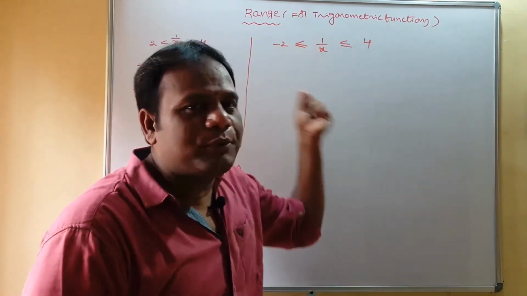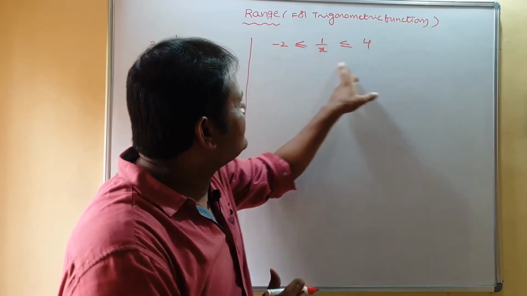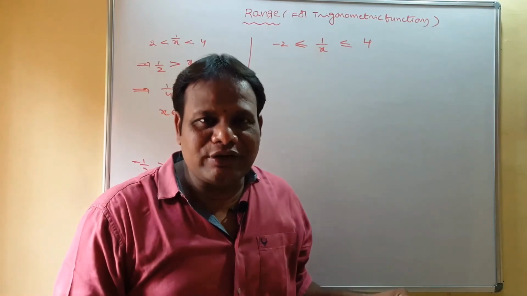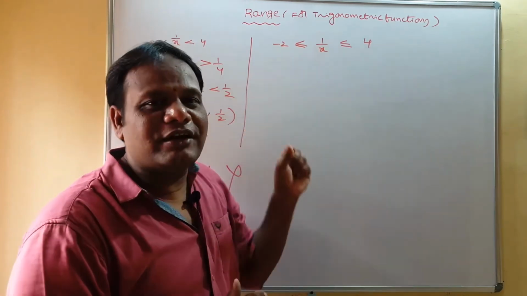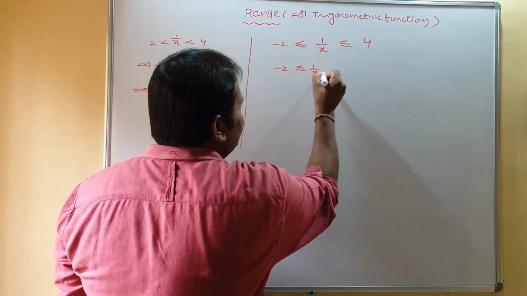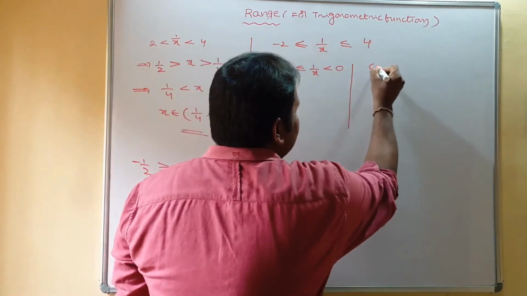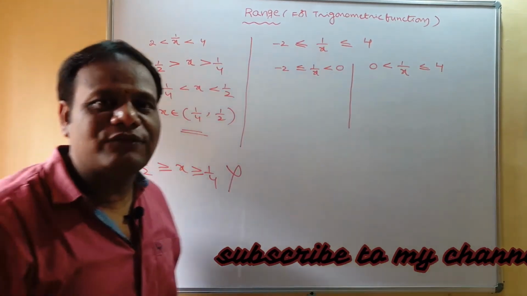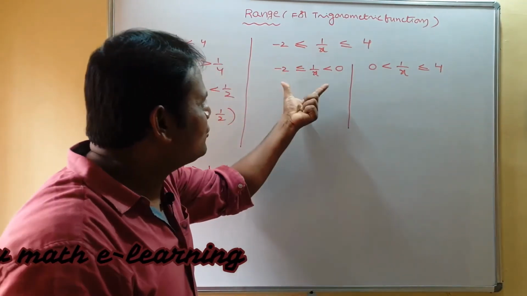Here we are taking reciprocals to every value between minus 2 and 4. But between minus 2 and 4 there is 0. Can you take reciprocal to 0? No. So here you split this interval into two parts. The first part is minus 2 less than or equal to 1 by x less than 0. This is one part. And the second part is 0 less than 1 by x less than or equal to 4. So 0 is neglected from that, because we are unable to take reciprocal to 0. Is it clear? Now you take reciprocal.